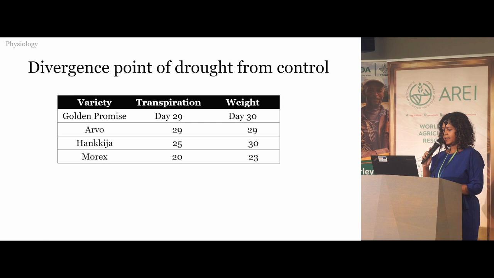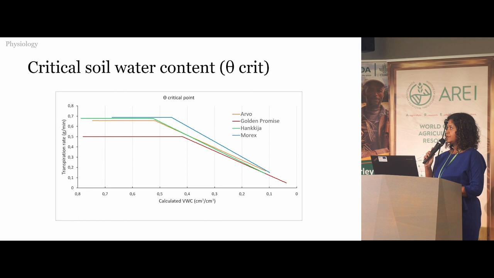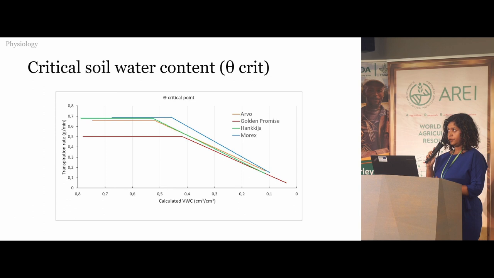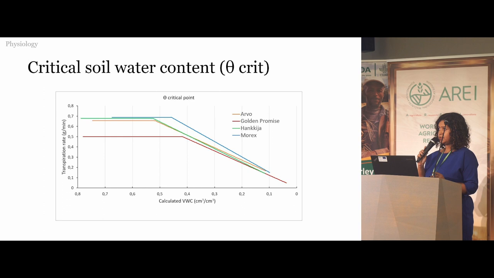The next physiological parameter is the critical soil water content. This is a graph of transpiration rate plotted against calculated volumetric water content. You can see the transpiration rate is constant up to a certain volumetric water content, and then it breaks sharply. The point where it breaks sharply is known as the critical soil water content, or theta critical point. After that, the transpiration goes down linearly, showing that volumetric water content is a limiting factor for transpiration.